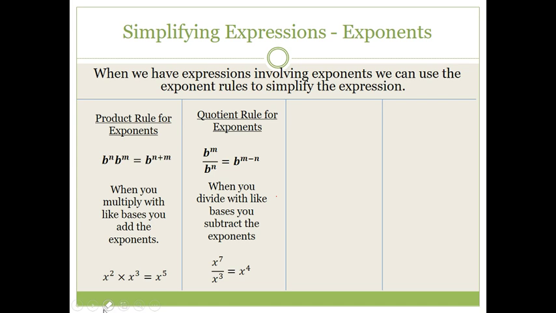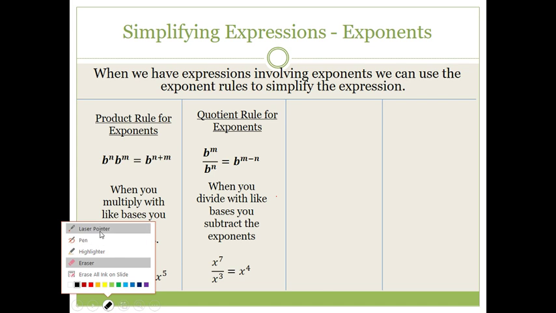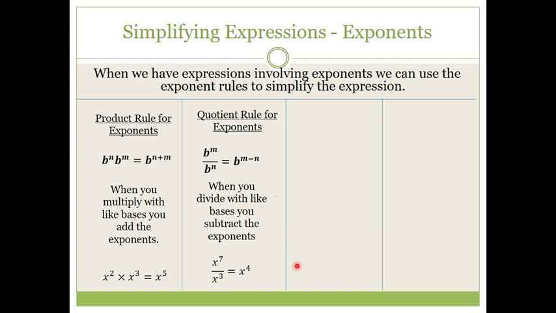Alright? So the example down here is x to the 7th divided by x to the 3rd, which is equal to x to the 4th. Again, I can demonstrate that by writing out 7 x's on top and 3 x's on bottom. The 3 x's on the bottom are going to cancel with 3 of the x's on top, and that would just leave you with 4 x's being multiplied on top.